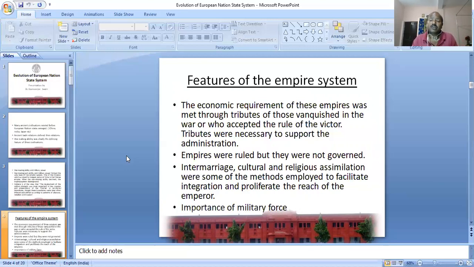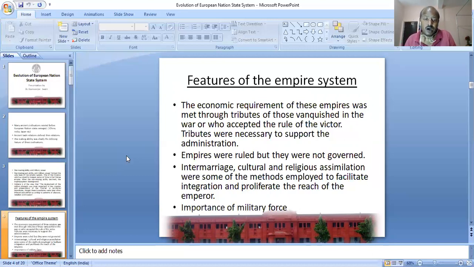Let me tell you why tributes. I'm using the word tributes. Tribute is basically a concept which is used in the reverse system. But here, what it means is a kind of support system that these conquered territories will add to the empires. That is why they are considered as tributes. So empires were ruled, but they were not governed.